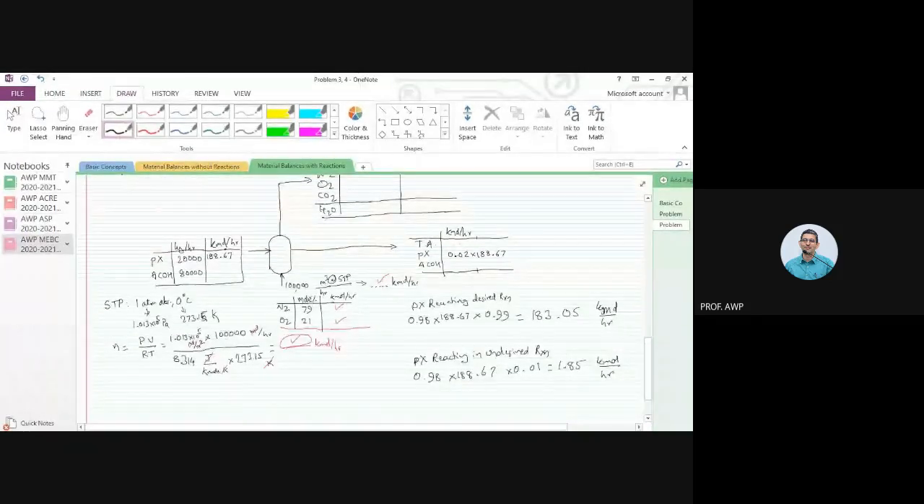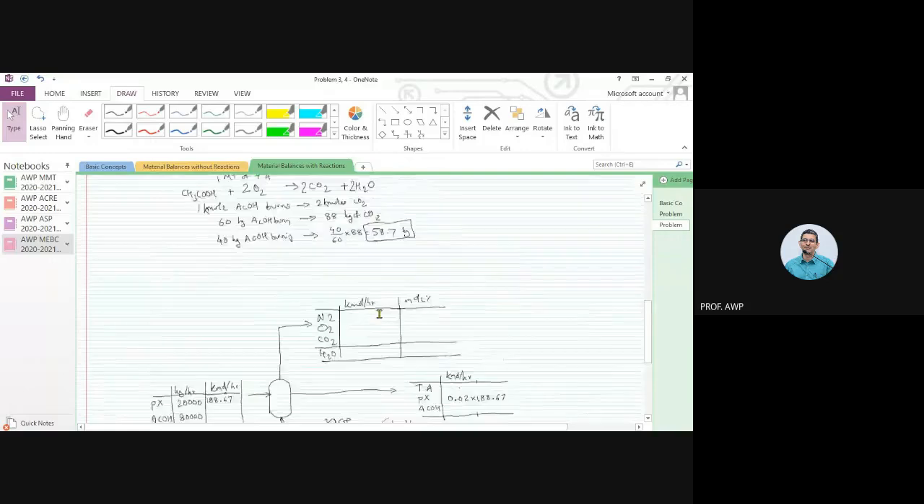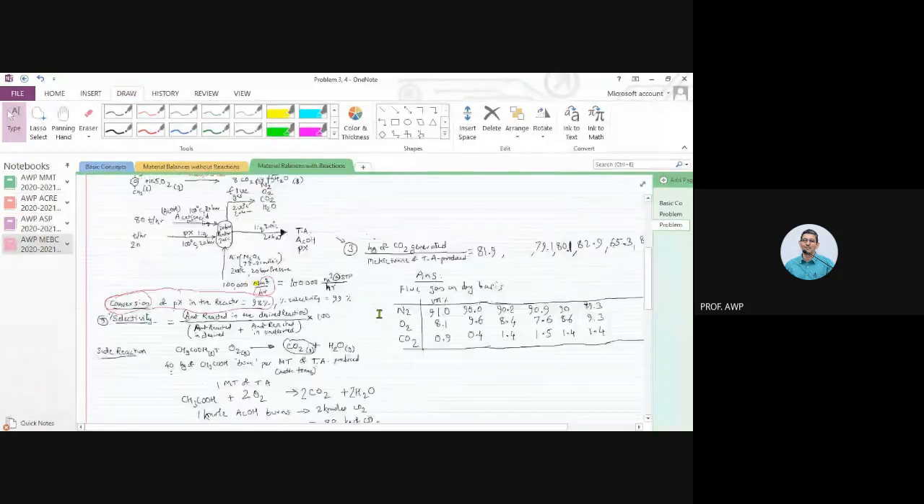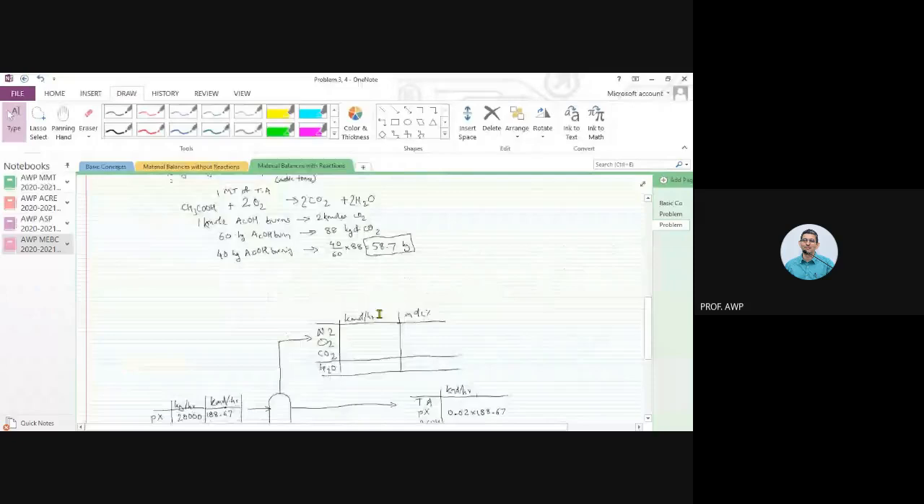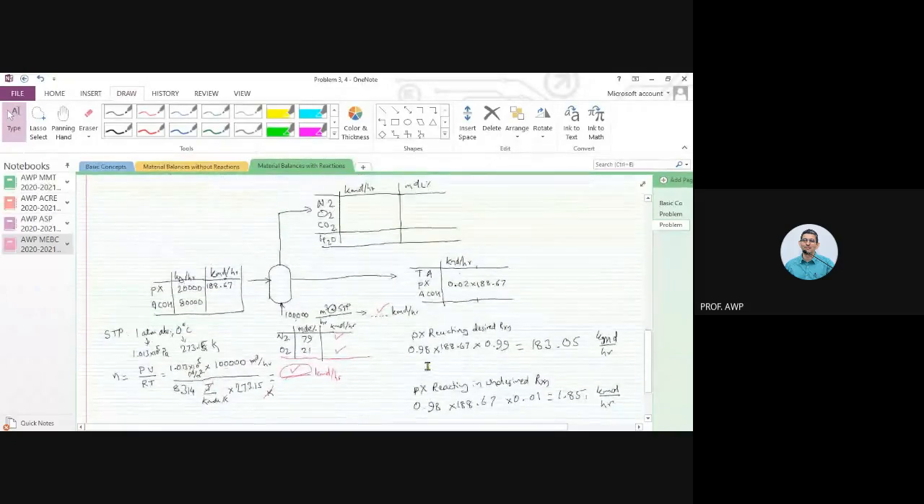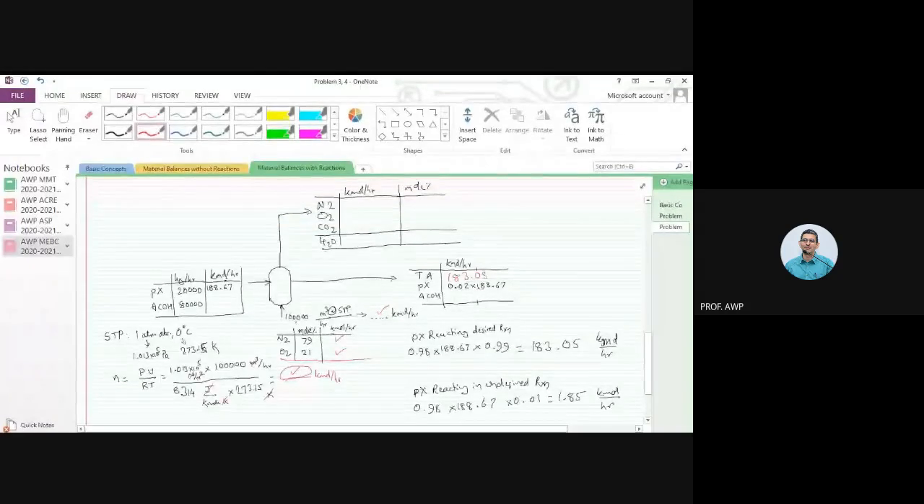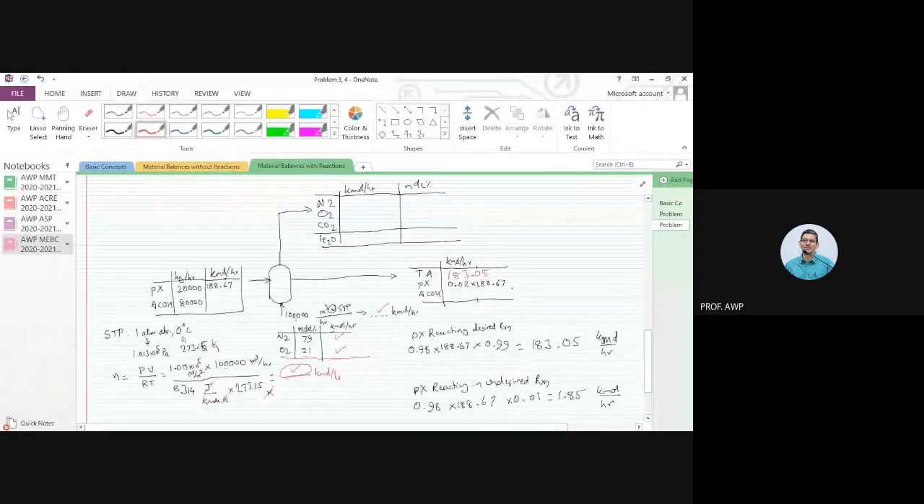Okay. Now, how much terephthalic acid will be produced? 1 mole of paraxylene reacts will give me 1 mole of terephthalic acid. Our reaction is balanced now. So that means amount of terephthalic acid produced would be 183.05 kilomoles per hour.